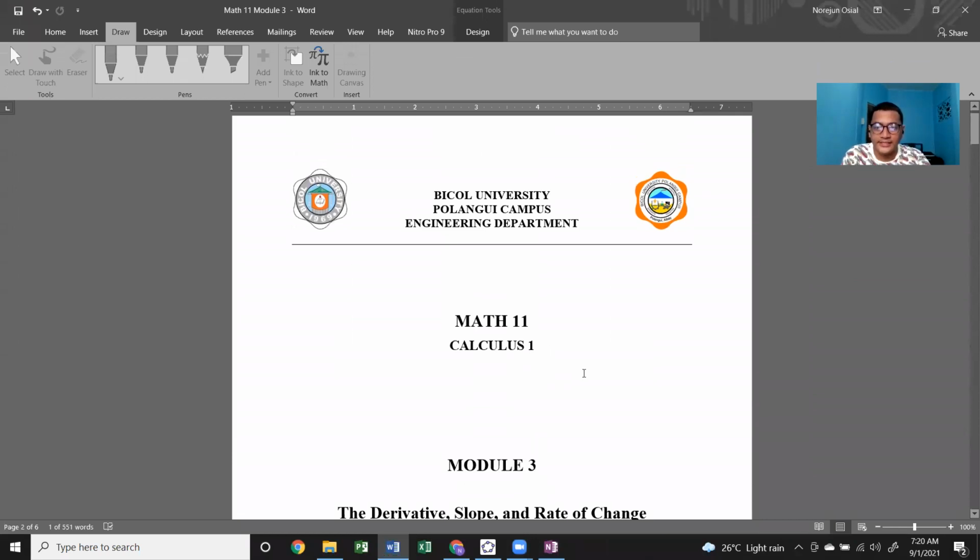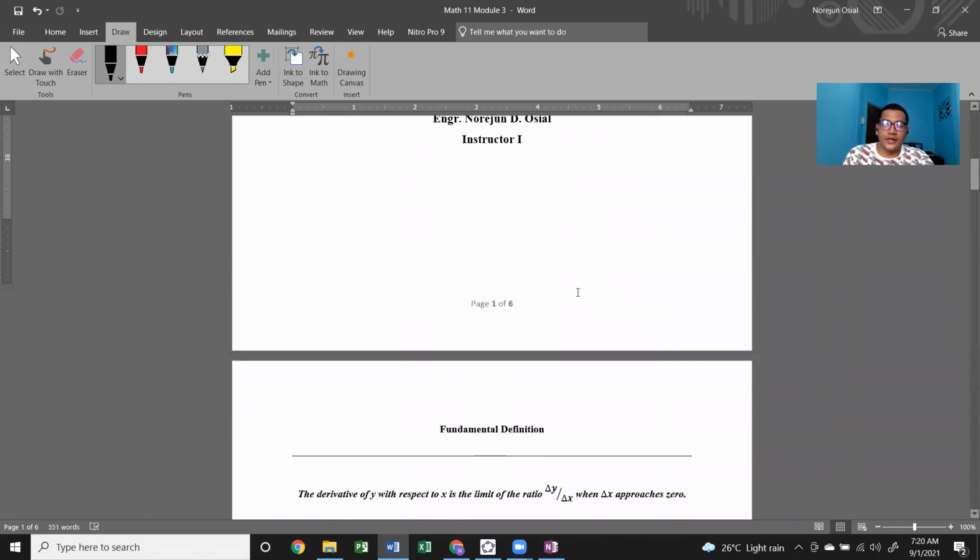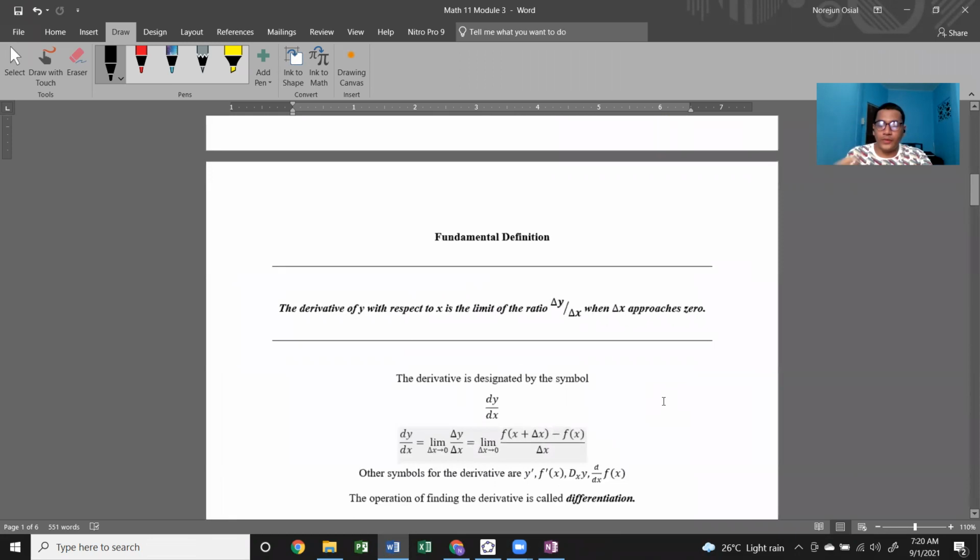Good day, class. Today we will discuss our module 3. The topics will be the derivative, slope, and rate of change. Now, we have talked about functions and limits in your module 1, and in your module 2, we've discussed continuity. Today, we will apply the concepts of limits to determine the derivative of a function.